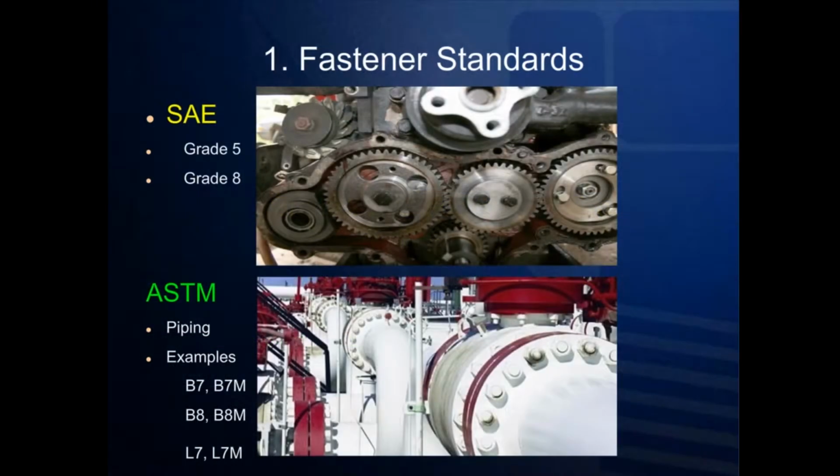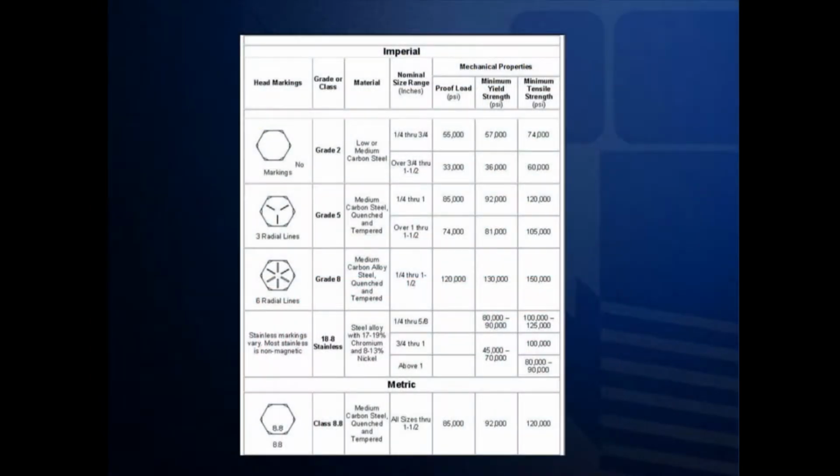So to say it once again, the SAE world handles a lot of fasteners that are really more used in heavy equipment and machinery, whereas the ASTM standards focus more primarily on piping and structural steel. Here is a brief chart that compares the mechanical properties of grade 2, grade 5, and grade 8 materials to that of 18-8 stainless and class 8.8, which is a metric material designation.